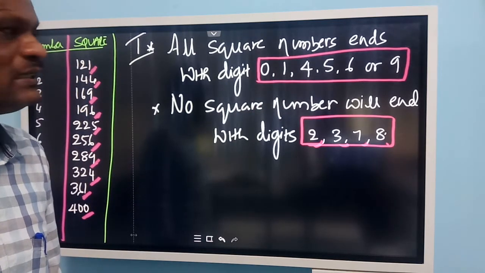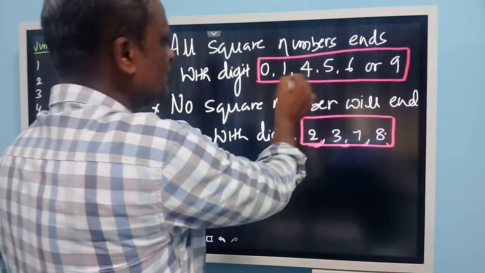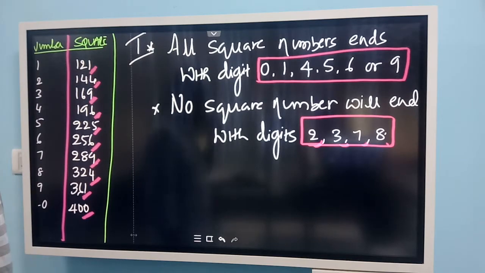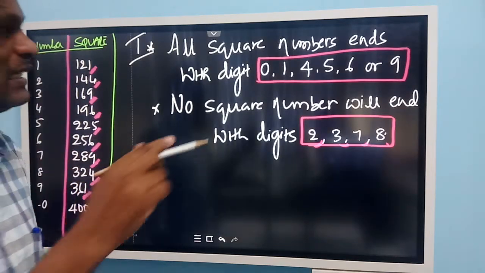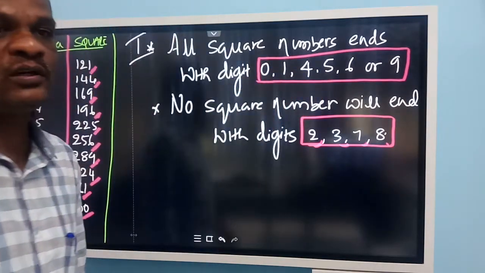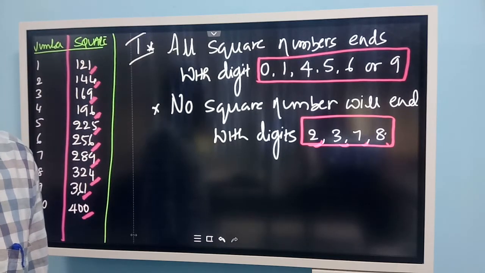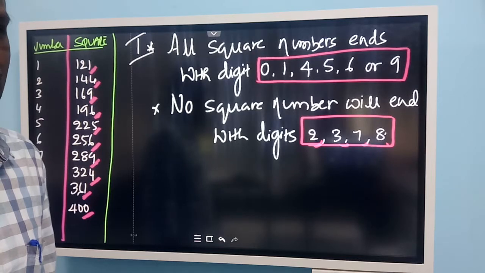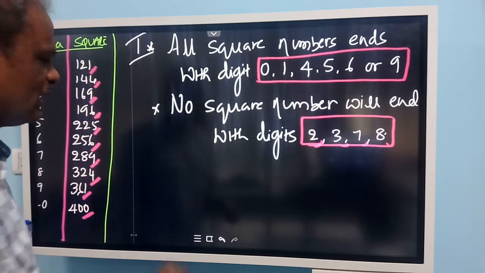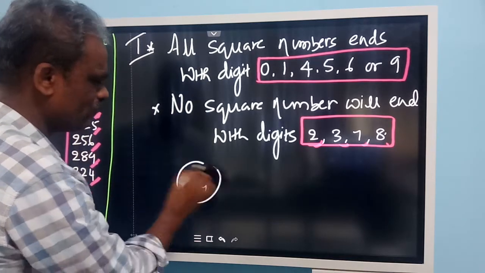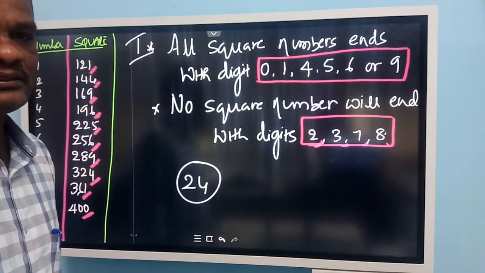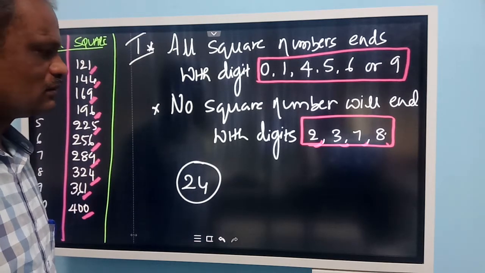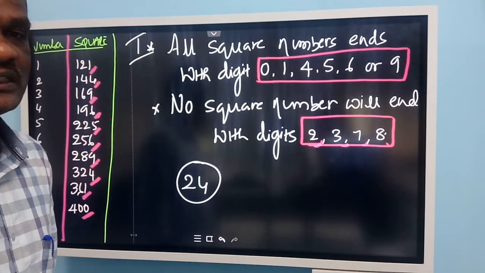Now my question is, if all square numbers end with the digit 0, 1, 4, 5, 6, 9, then can you conclude all the numbers ending with these digits are perfect square numbers? Can you conclude? Yes, sir. Now I will give one number, 24. Is it a square number? No, sir. Product should be of equal numbers.